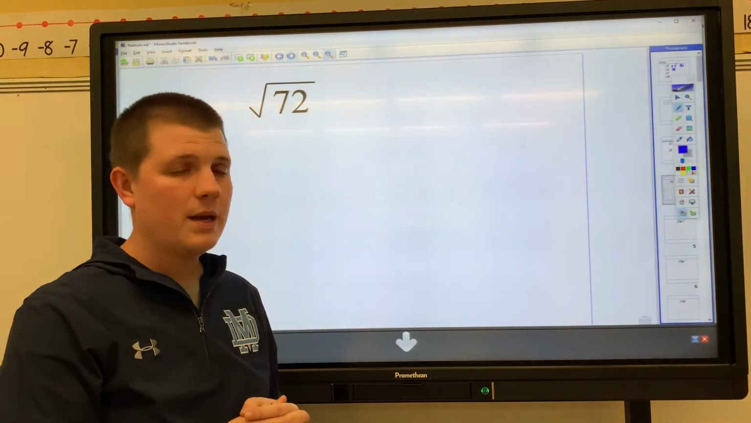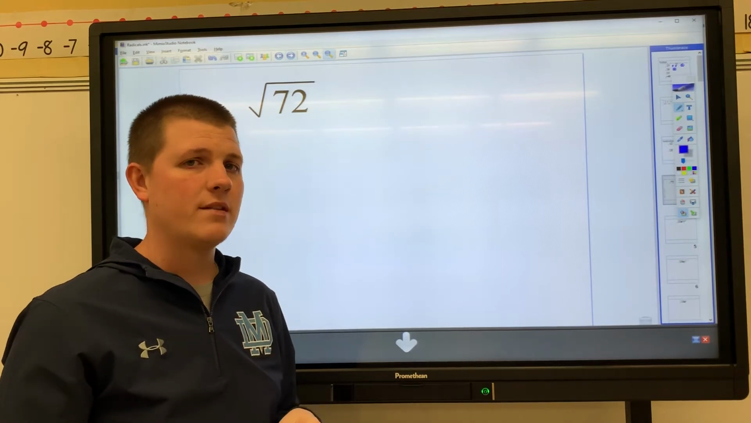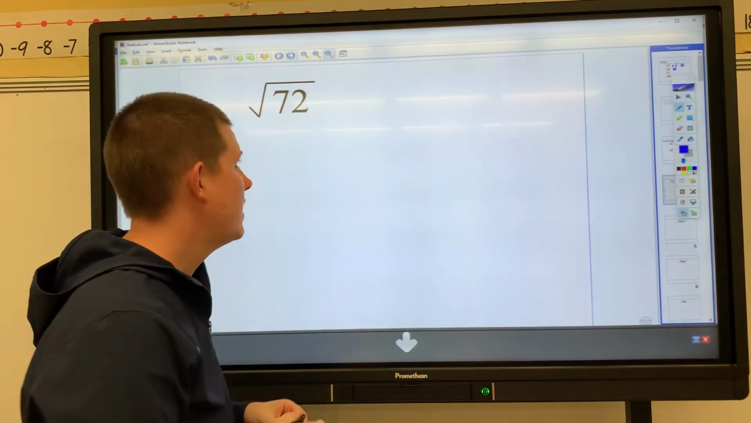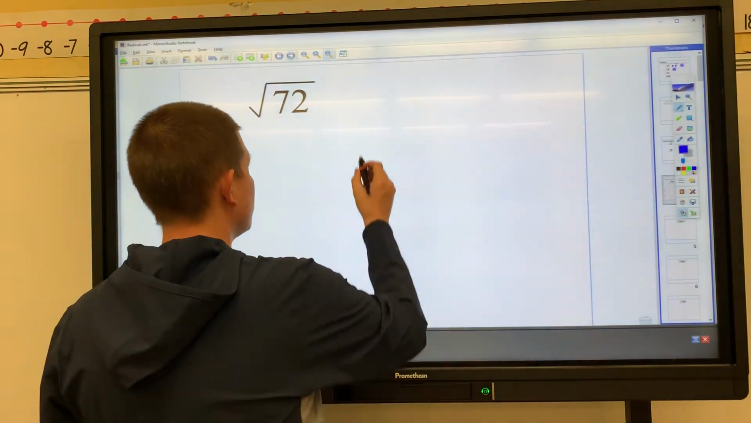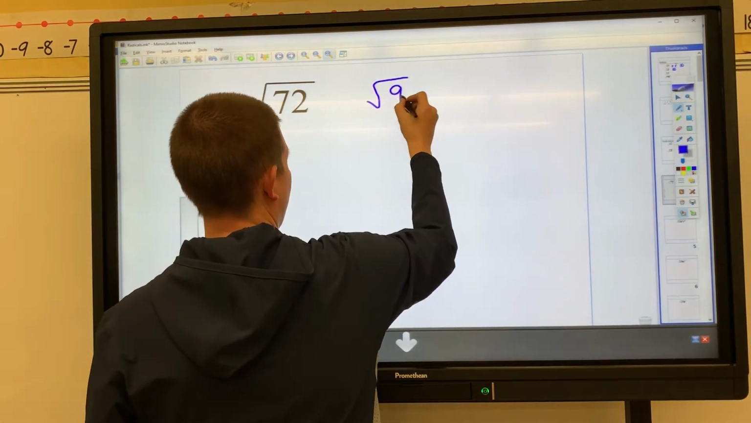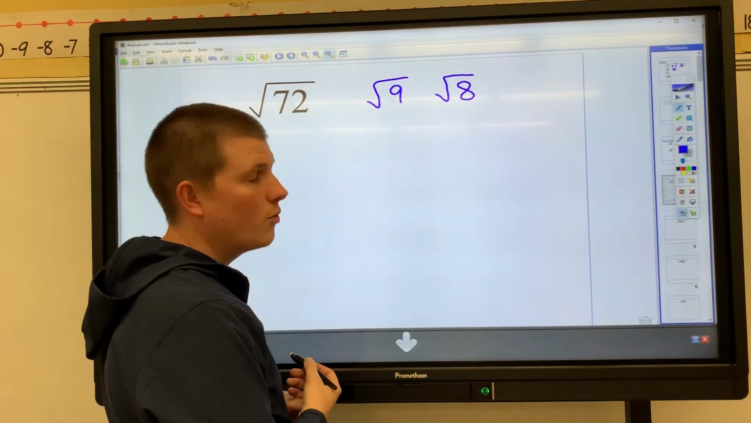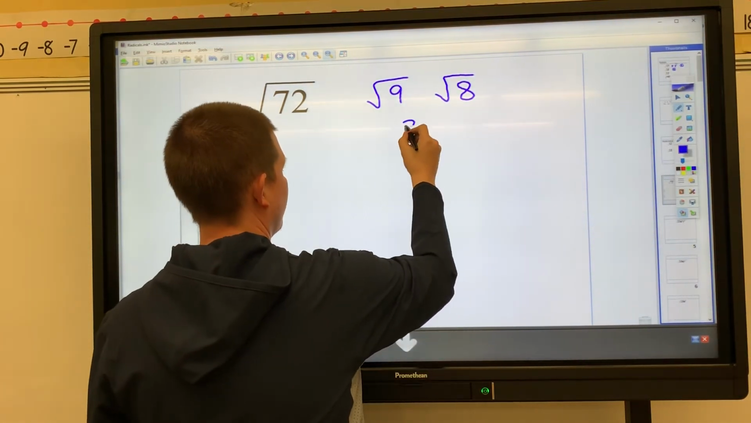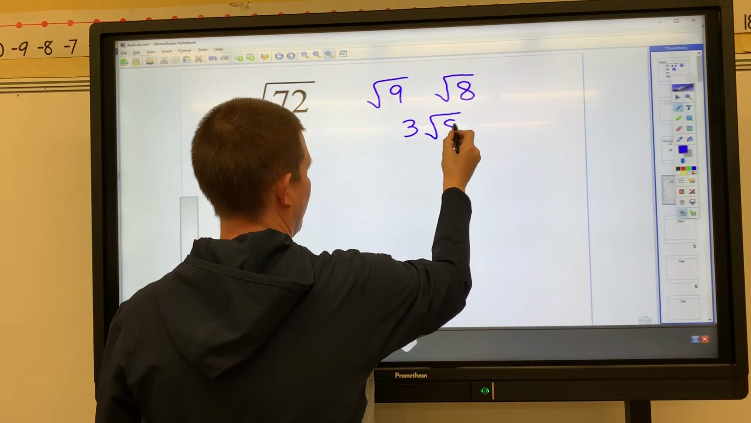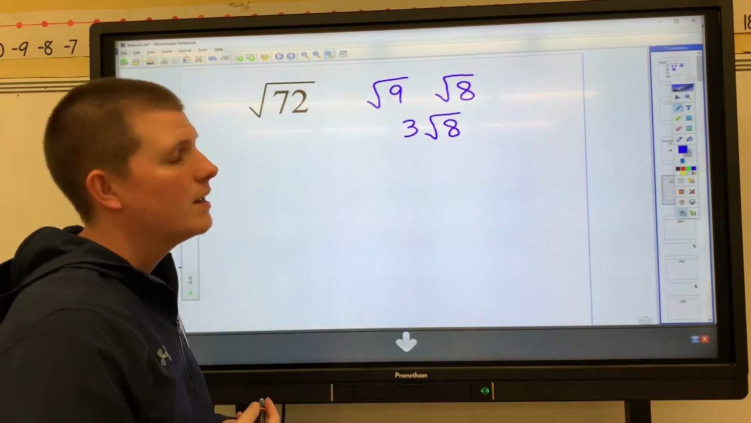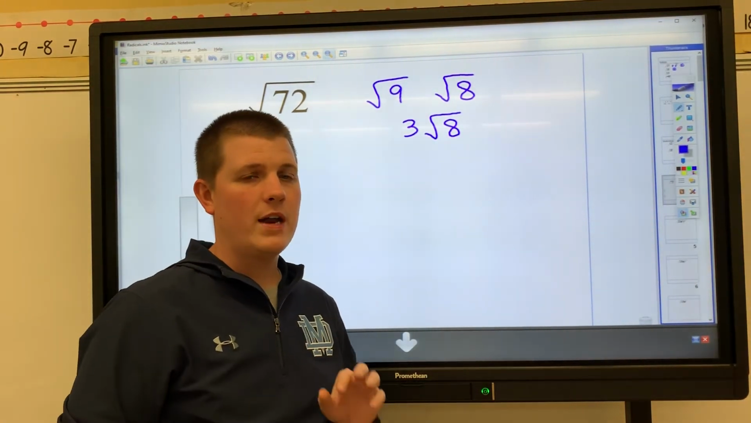Well, the first one that comes to my mind is 9 and 8. So let's do 9 and 8. And 9 is a perfect square. So square root of 9 and square root of 8. Okay? What is the square root of 9? 3. Square root of 8. Now, this is not our final answer.